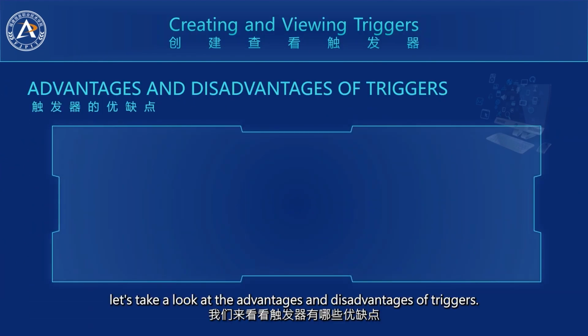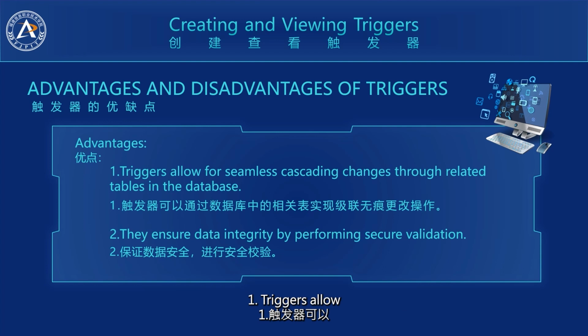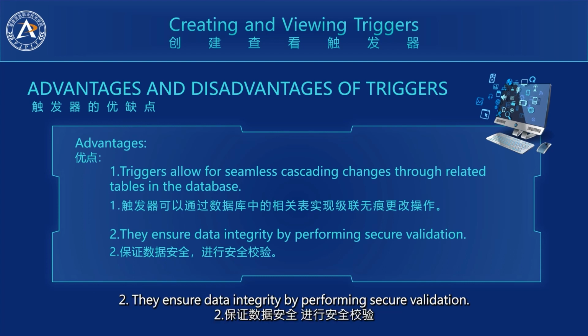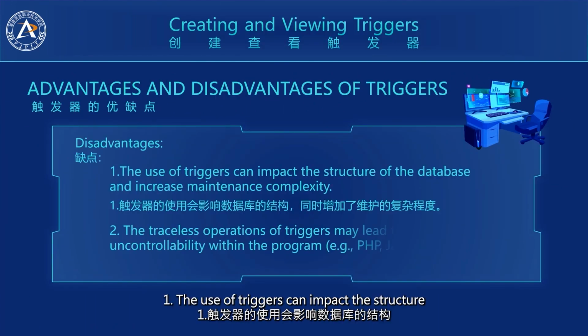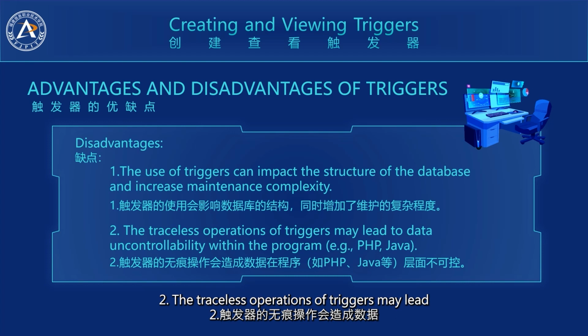Next, let's take a look at the advantages and disadvantages of triggers. Advantages. First, triggers allow for seamless cascading changes through related tables in the database. Second, they ensure data integrity by performing secure validation. Disadvantages. First, the use of triggers can impact the structure of the database and increase maintenance complexity. Second, the traceless operations of triggers may lead to data uncontrollability within the program, for example, PHP, Java.